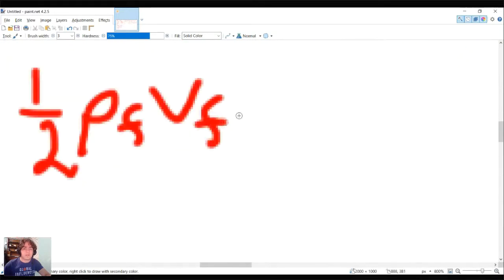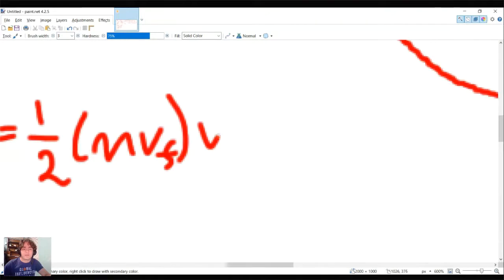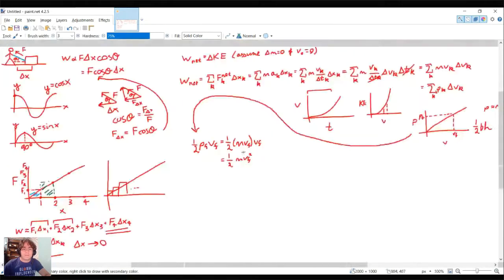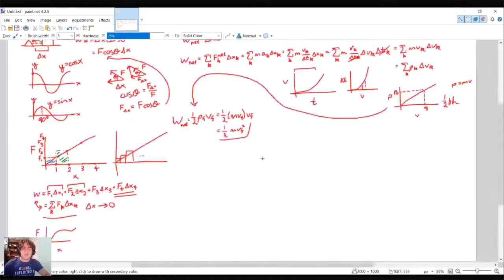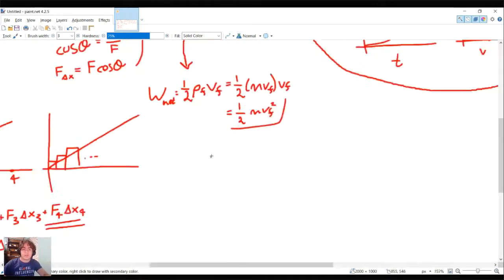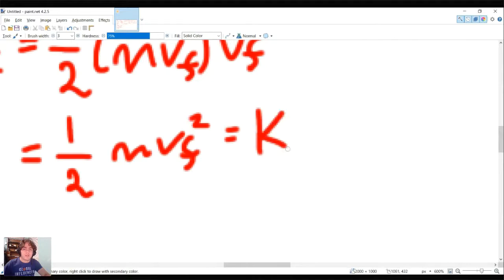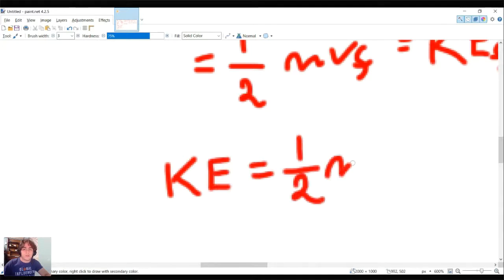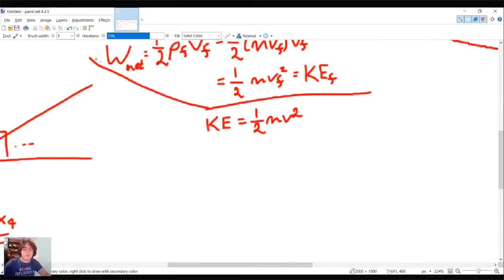And at this point, it's a little more useful to substitute in the expression for momentum. So it's 1/2 m v_F times v_F. And now we have 1/2 m v_F squared. So the work done by the net force is equal to that. And now we've proven that. First off, we need to actually establish this is kinetic energy. This is just a final kinetic energy by definition. The definition we have is kinetic energy is equal to 1/2 mv squared. So we have this identity here that becomes very useful.